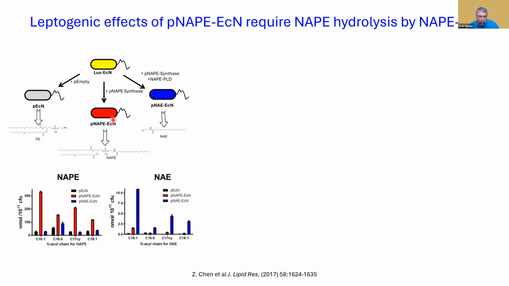And when we did mass spectrometry on these bacteria, you can see that the NAPE-ECN expressed high levels of NAPE, but very little NAE, whereas the co-transformed bacteria express very little NAPE, but high levels of NAE. And so we had a pretty nice dichotomy between the bacterial strains.